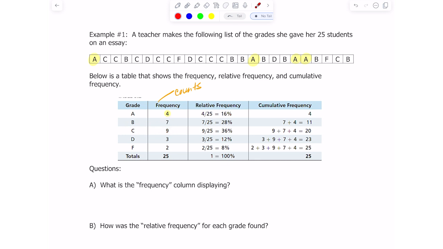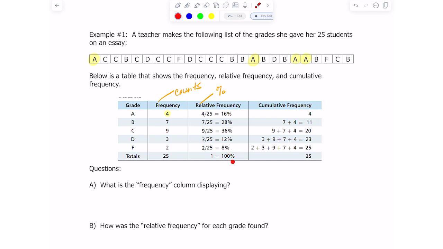We can also convert counts to what are called relative frequency. So anytime you see the word relative, think of percentages. And all we're doing is taking the frequency and dividing by the total number of people, which is 25. So 4 divided by 25 would give us 0.16, which we know is 16%. 7 divided by 25 is 28%, and so on. And it should add up to 100%, right?